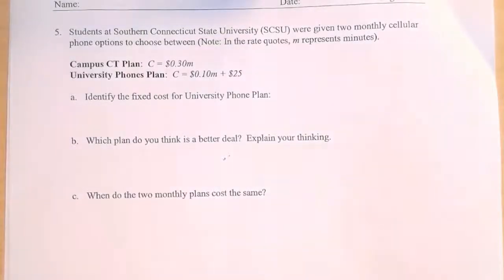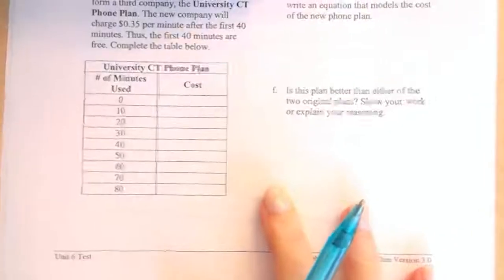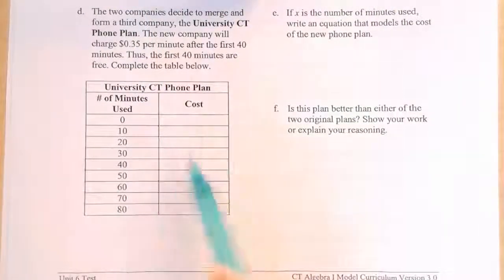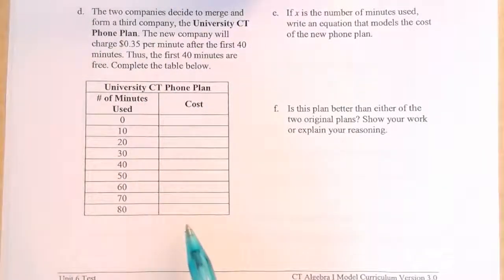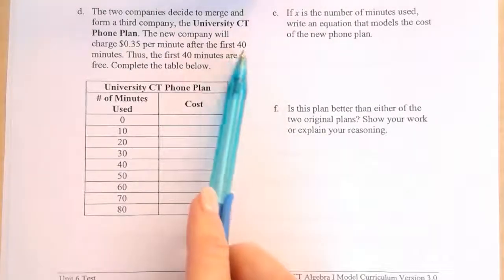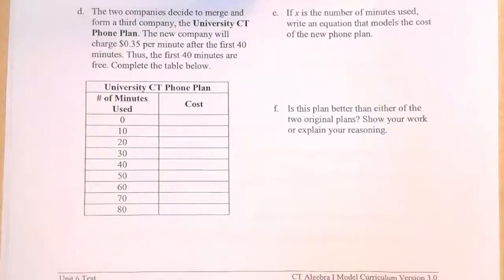Okay, as you continue on, C: when do the two monthly plans cost the same? Well, think about that. A solution that makes both equations true. Think about that. And at the bottom, for C, you can use any method you like. It's up to you. For D, they give you a table here. You need to read the explanation here and complete the table carefully. If they tell you the first 40 minutes are free, then they are free. You can conclude that up to and including 40 minutes, there is no cost, $0. So your table should reflect that.